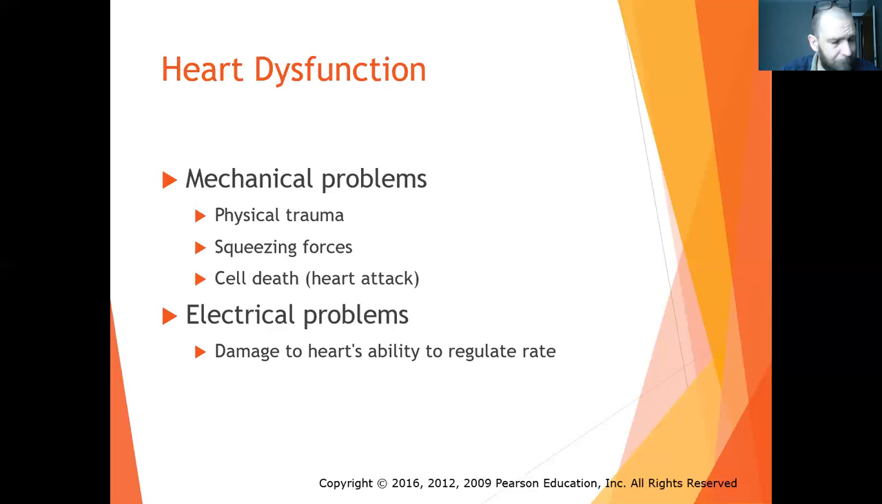We can also have electrical problems that cause our heart to beat too quickly. Again, our cardiac output is going to go down if the heart doesn't have enough time to refill between beats because the heart is beating too quickly. So two problems with the heart that we can have are either mechanical problems, where there's a problem with the beat itself, or an electrical problem as well.